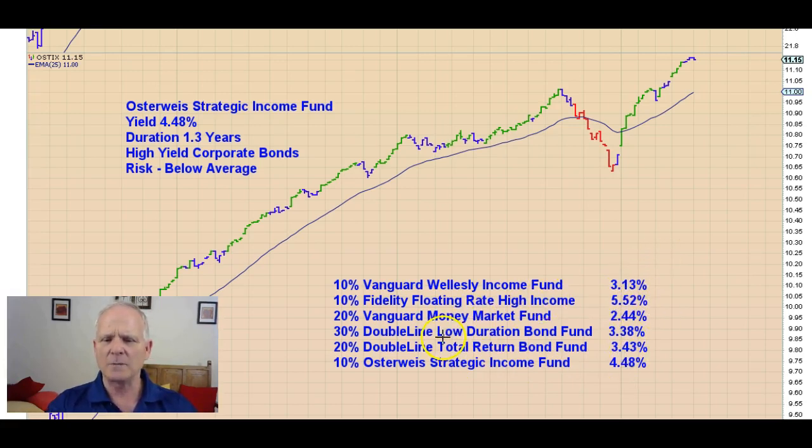So most of these bond funds, I would be going in dollar cost averaging in those. The only one that I would do a lump sum would be the DoubleLine Low Duration, and then of course the Vanguard Money Market Prime. Those would be the only two.